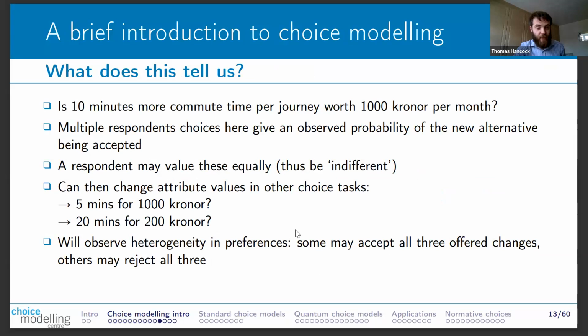A respondent may value these equally, be indifferent, but we can change the different attribute values. So we might have 5 minutes for 1,000 krona, we might have 20 minutes for 200 krona, and we'll observe heterogeneity in preferences here. Some people might accept all three of the changes, some people might reject all three. And really what we're aiming to do is understand those differences in preferences. So this is where the psychological element of our work comes in. We're trying to understand what drives people to make different choices here.